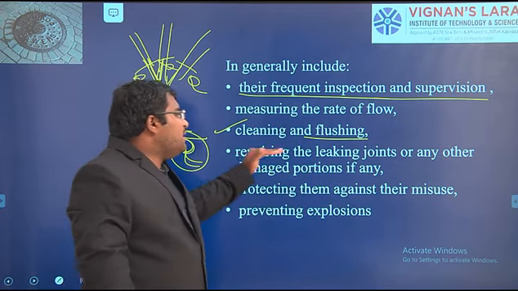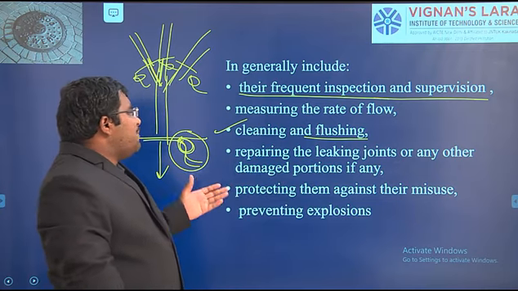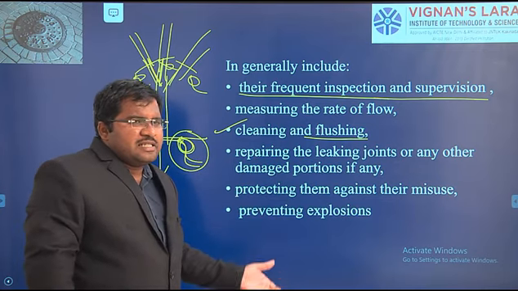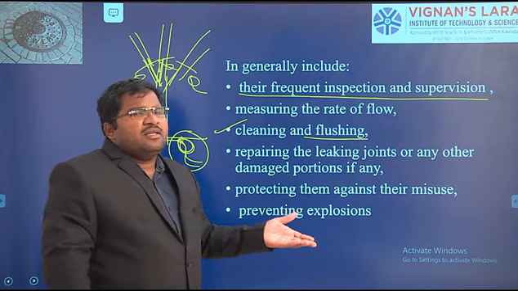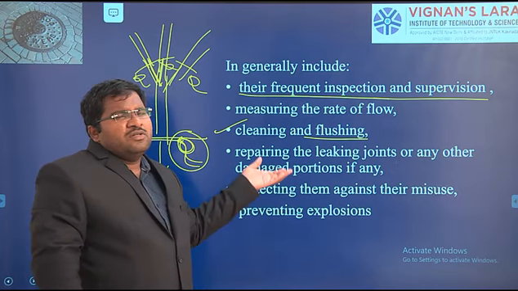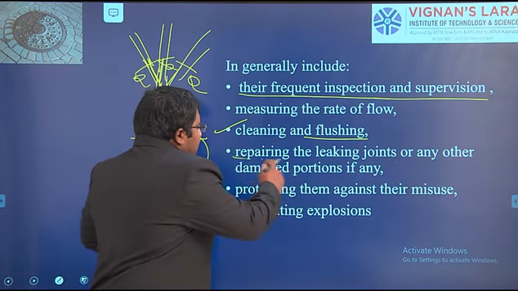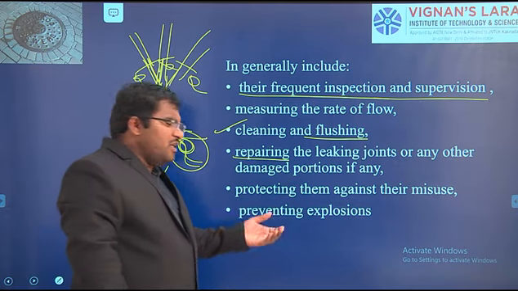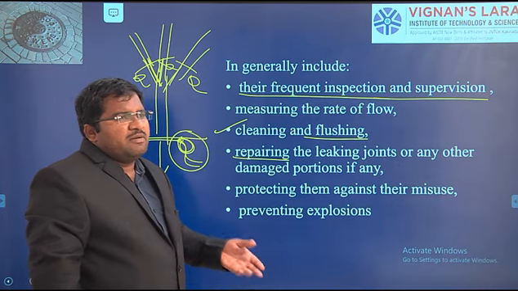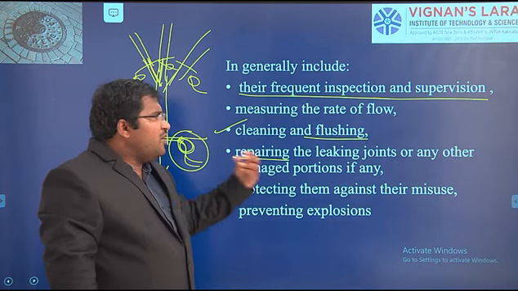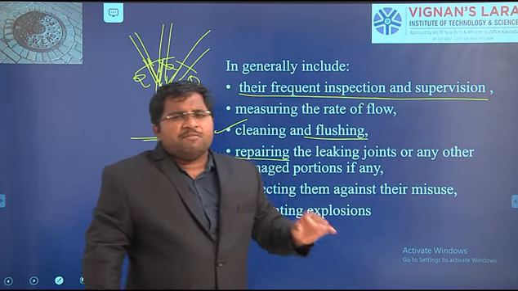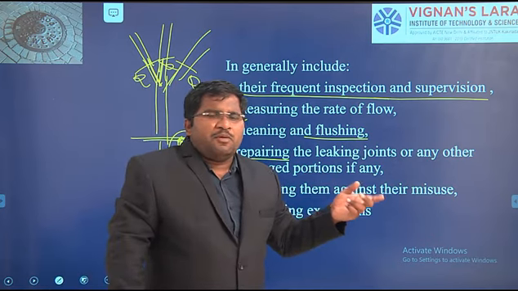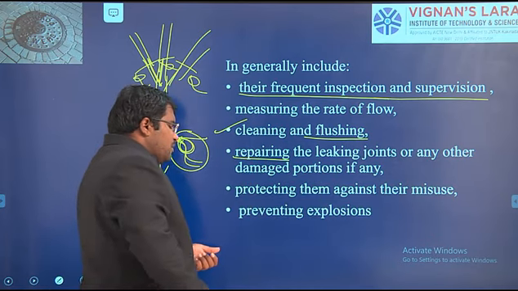Next, repairing the leaking joints or any other damaged portions, if any. If there is any construction or any damage, it will create lots of problems, so that's why we repair it. Next, protecting them against misuse. If anyone is misusing the sewer pipeline, when you go inspecting and supervising, you can know what misuse is being done.